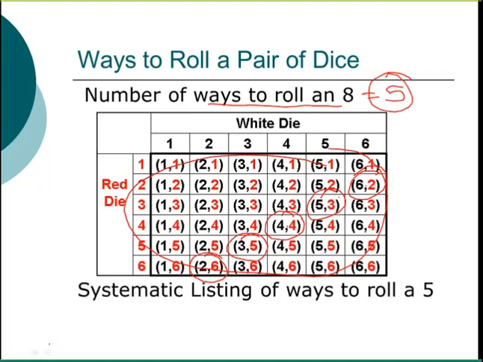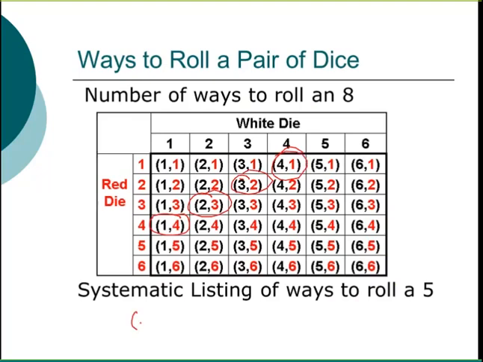Okay. Systematic listing. Your homework is going to ask you to systematically list the ways to roll a 5. So going back to our chart here, which you might want to just take a quick picture of or download from the internet like I did, the way to roll a 5 is these guys right here. These are all the different ways. And so basically it's just asking you to list them. 1, 4, 2, 3, 3, 2, and 4, 1.